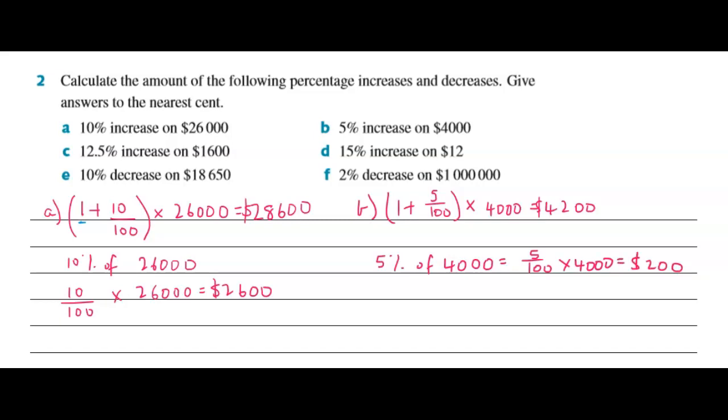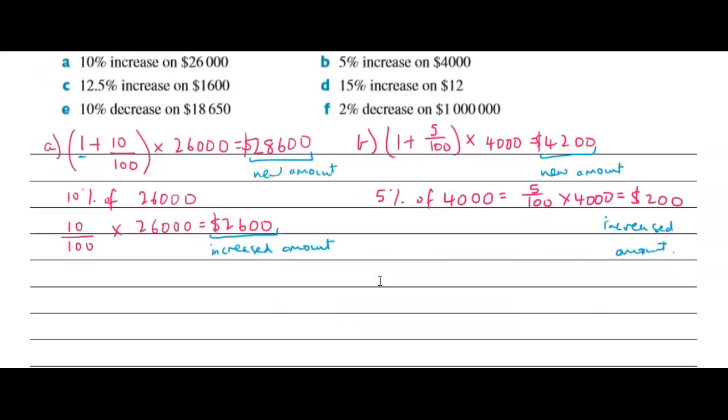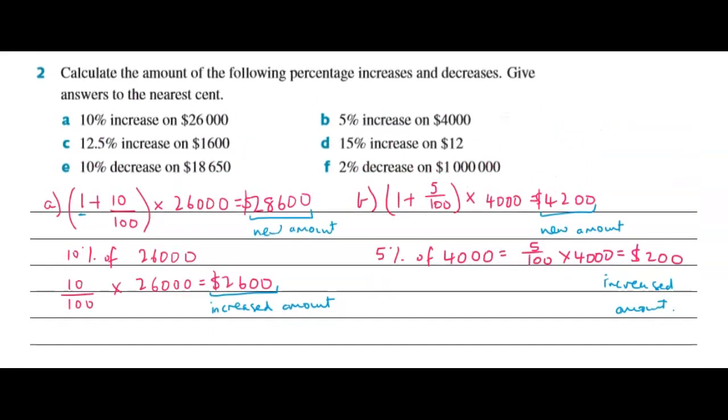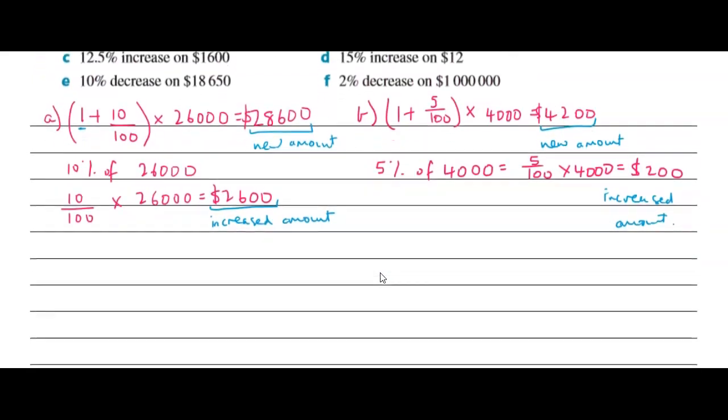So the first answer is the new amount, and the second is the increased amount. Now, I think the question just wants the increased amount. So what we might do is do C, D, E, and F, just doing the increased amount, not the new amount. But just remember, it depends on what it's asking you.